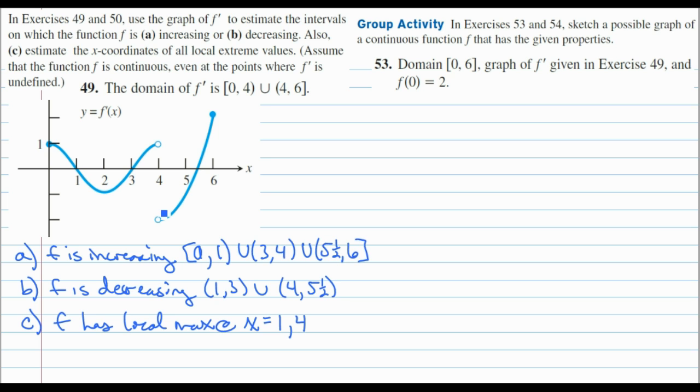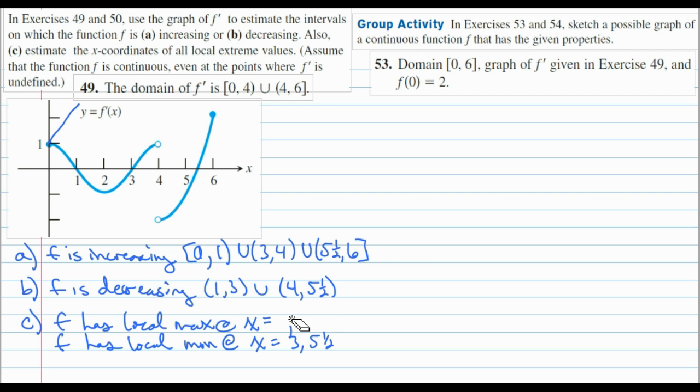And then that's it. Now what about where f has a local min? Mins occur where f changes from decreasing to increasing, so that means f prime is going to change from negative to positive. That's going to happen at 3 and 5.5. Now I've got to consider these endpoints. F prime is positive after a left endpoint, so f will be increasing, creating a minimum at 0, so I need to squeeze that in here.